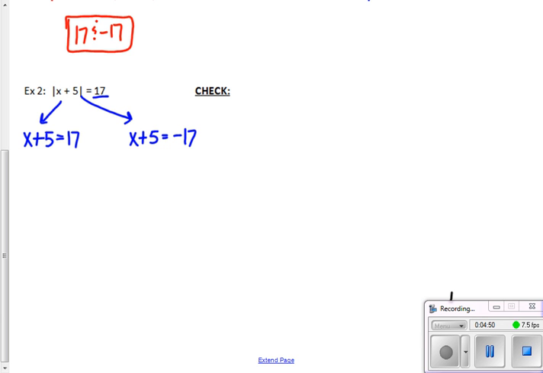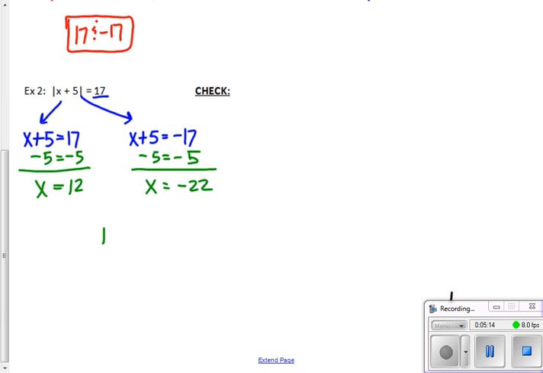So you're just changing that, make sure that one's positive, one negative, and then we go ahead and solve the equation. So we have 2 equations that we need to solve here. We need to subtract by 5 on this side, we also need to subtract by 5 on this side. We find out x equals 17 take away 5 is 12, and x equals negative 17 take away 5 is negative 22. So my two answers here are 12 and negative 22, which I need to graph on a number line.